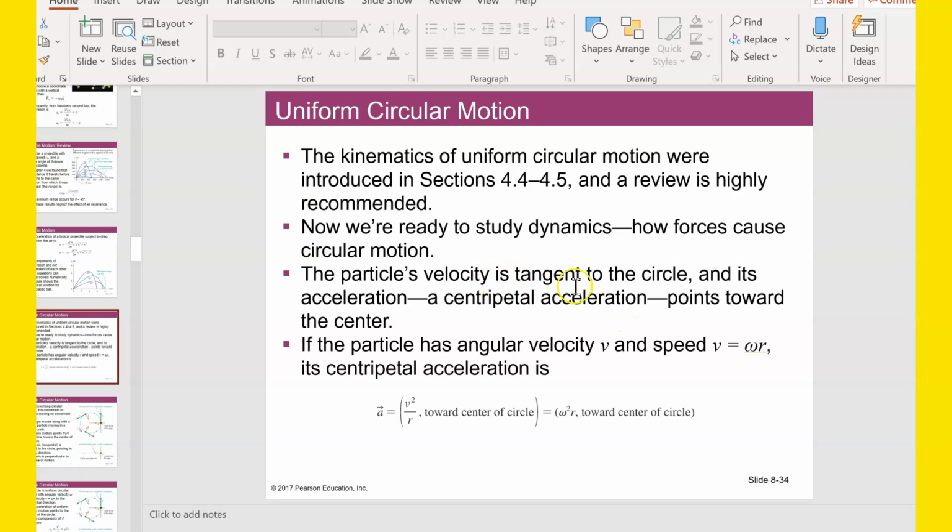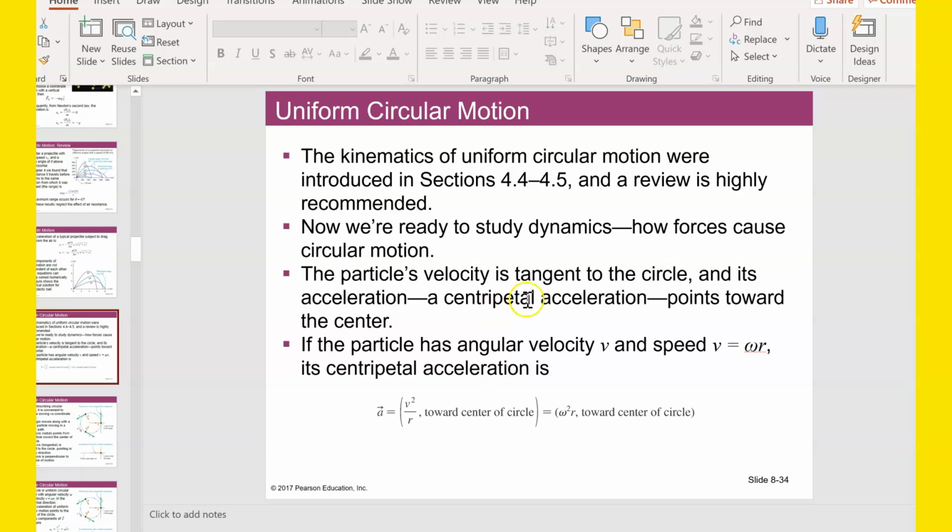So velocity is not changing its magnitude, but it is changing its direction, which means there has to be an acceleration to make that velocity change direction. And it is what we call a centripetal acceleration. That means center-seeking acceleration. So it points toward the center.